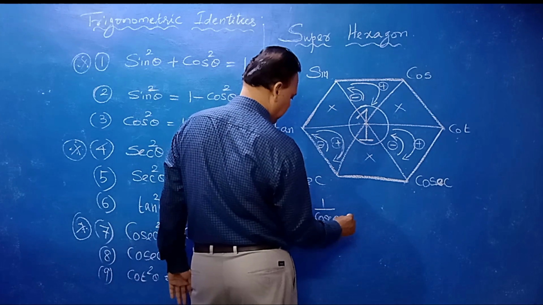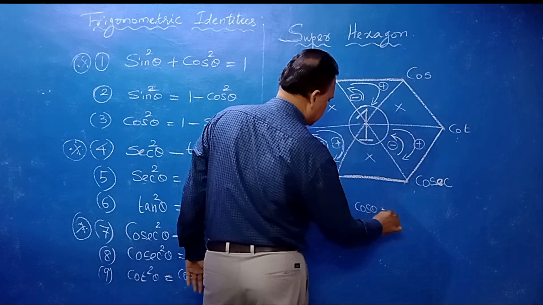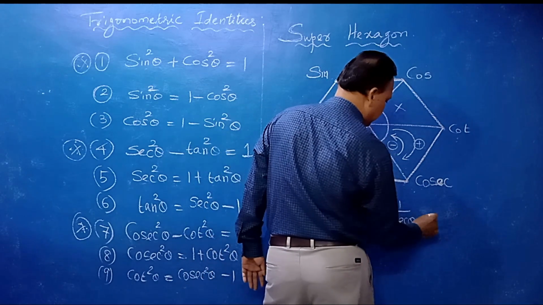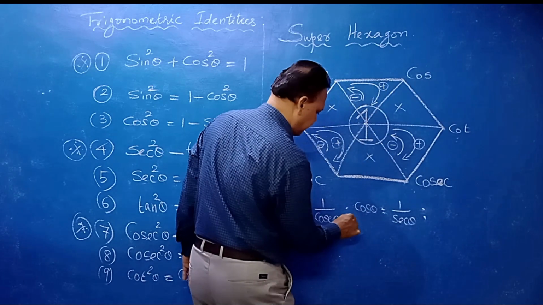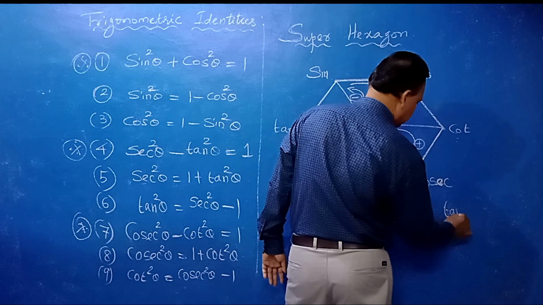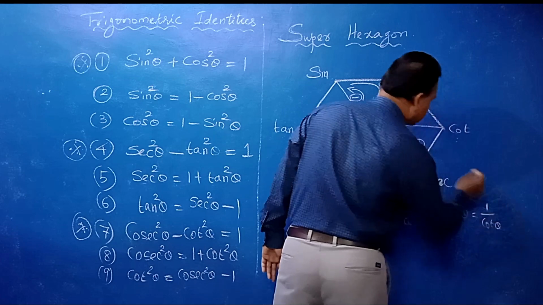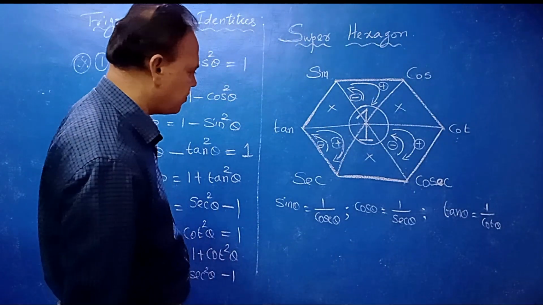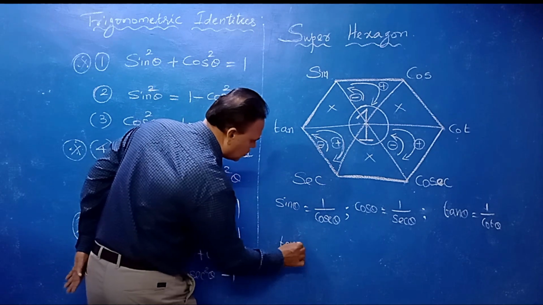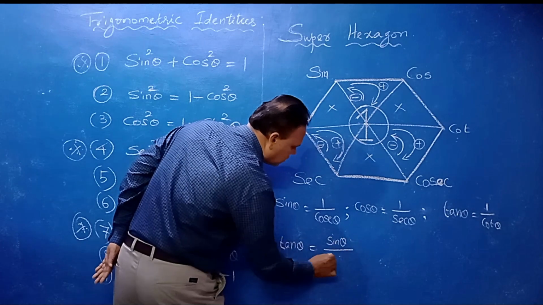Okay. Then cos theta reciprocal is 1 by sec theta. Then tan theta reciprocal is 1 by cot theta. So using this you can remember easily. Then one more thing you have to remember: tan theta equals sin theta by cos theta. This is also very useful.